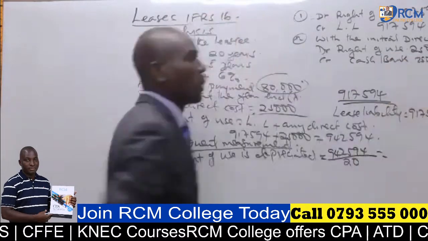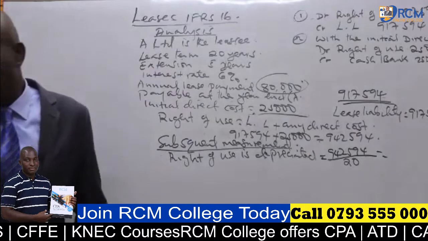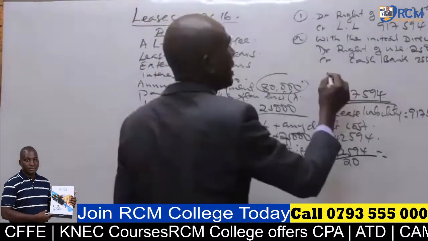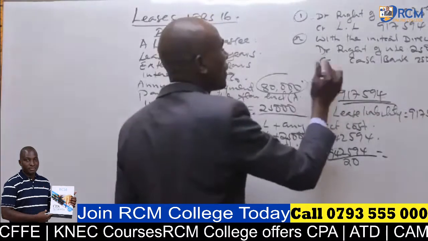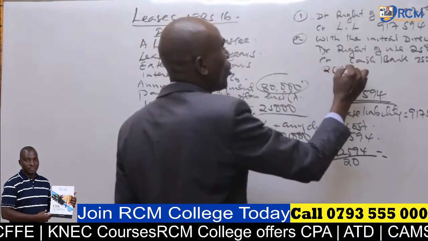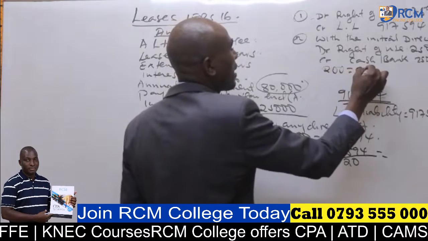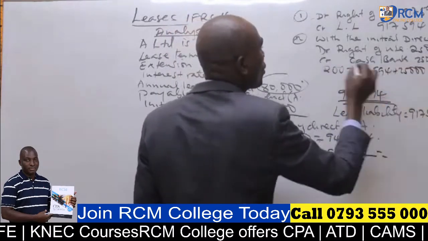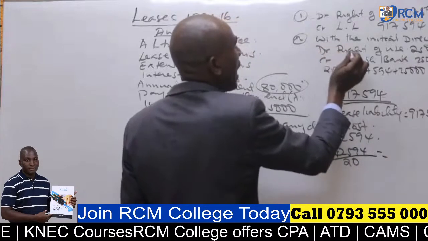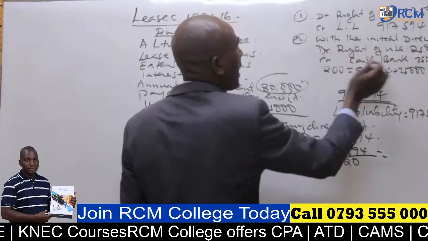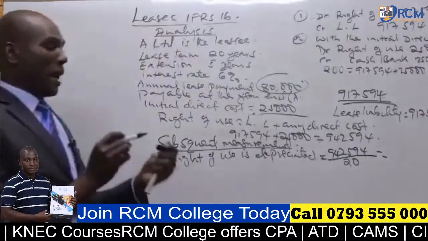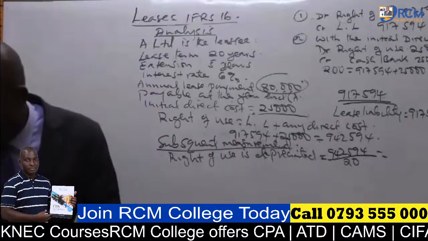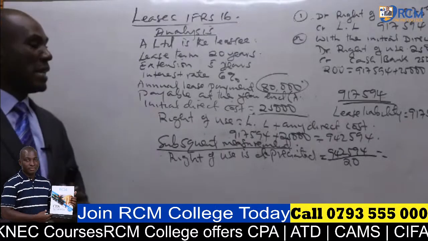Because I'm paying 25,000, that is why I'm taking ROU equals to 917,594 plus 25. Because on initial recognition, I debit right of use, I credit cash or bank. That is our journal entry for those who are asking for the journal entries.